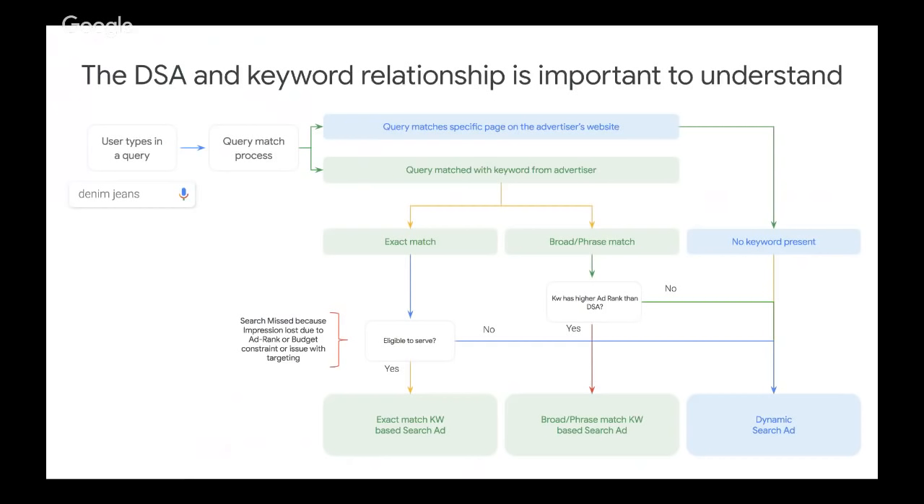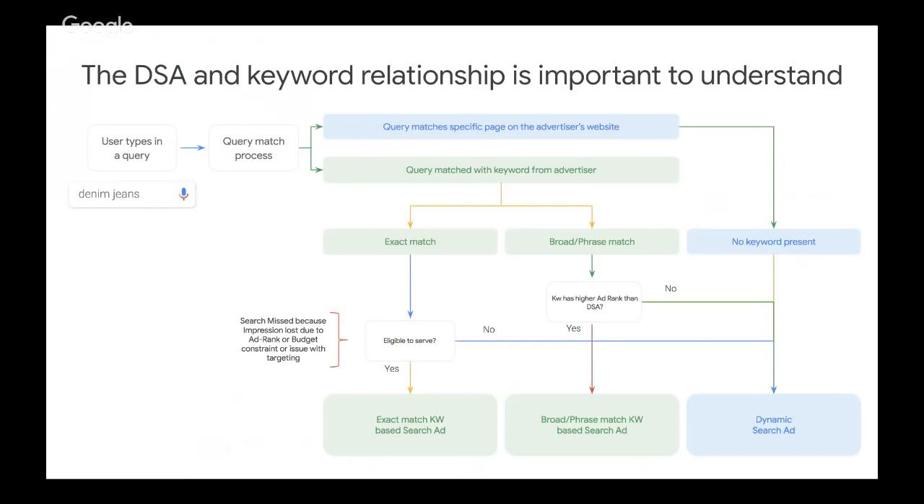Or the quality score is very low. Then the dynamic search ads will actually result in a higher quality score and a better, let's say, lower CPC, better ad rank, for that specific exact match. So the better your keywords perform in exact match, it will not show the dynamic search ads.